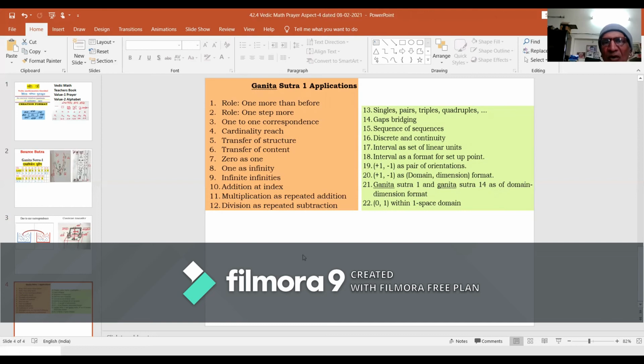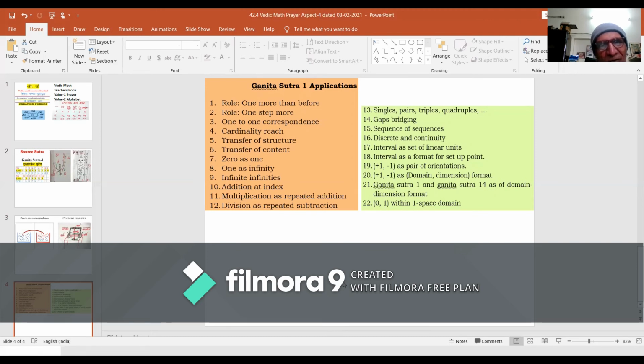The applications of Ganita Sutra 1 are many. Here is the first list. The first list is that it has a role one more than before. It has also a role one step more. It will take us to one-to-one correspondence. It will give us cardinality reach. It will also take us to transfer of structures. Then there will be transfer of content.